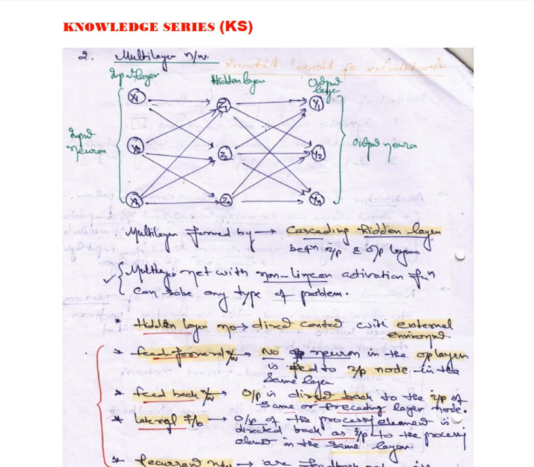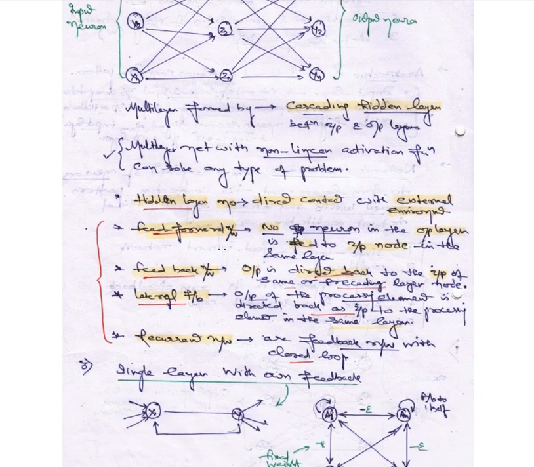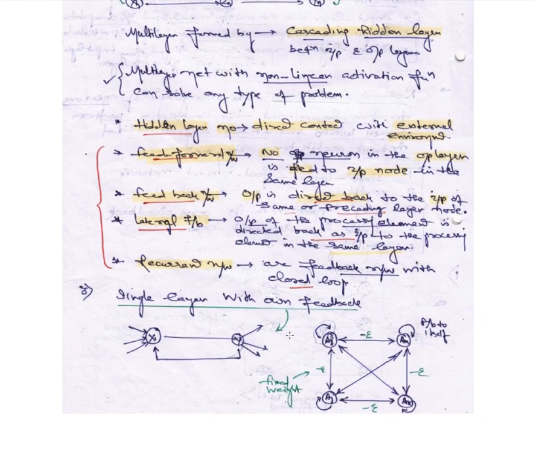We will be having a hidden layer. Normally we go with the hidden layer when we are not able to have proper linearly separable conditions. In that situation we prefer a third layer, or the middle layer, or hidden layer. Now coming to the single layer with feedback.